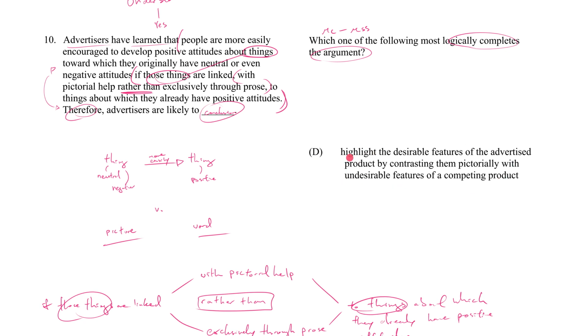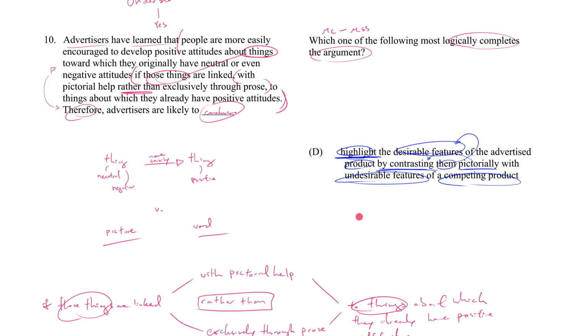D is saying that advertisers are going to highlight the desirable features of their advertised product, and they're going to do this highlighting through a contrast. By contrasting them, referring to what? It's a referential phrase: them refers to the desirable features. Pictorially is a modifier of how they're going to contrast. They could contrast through prose. Here they're going to contrast pictorially with the undesirable features of a competing product.